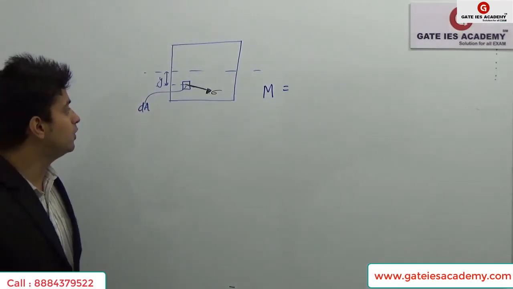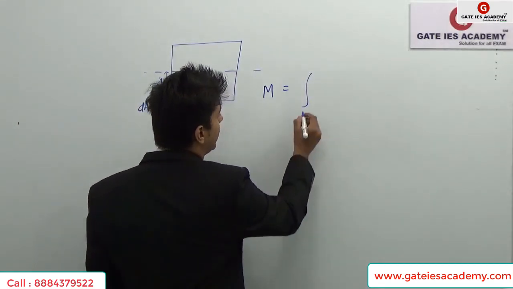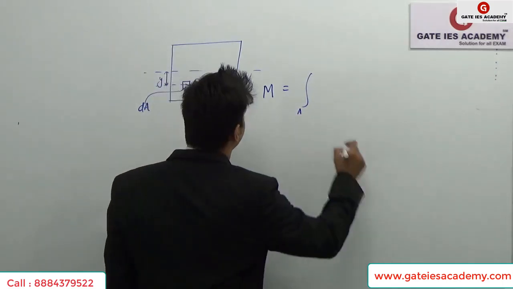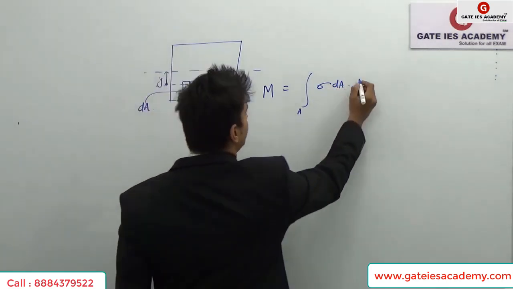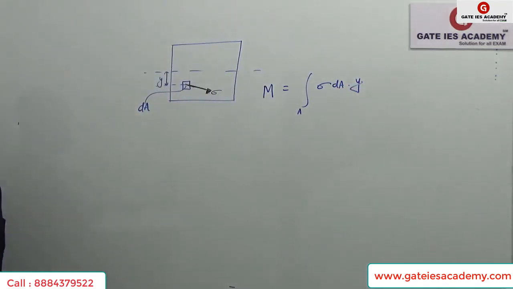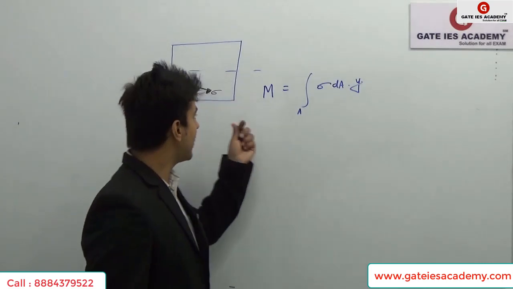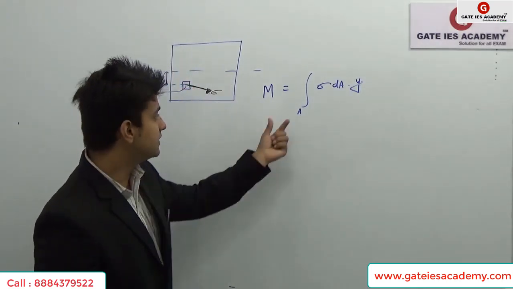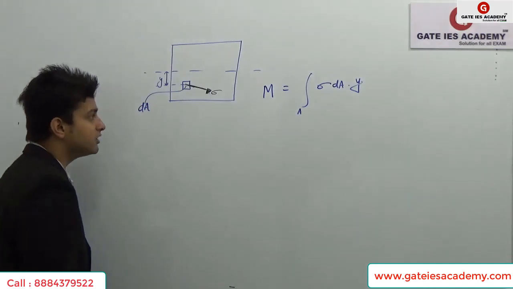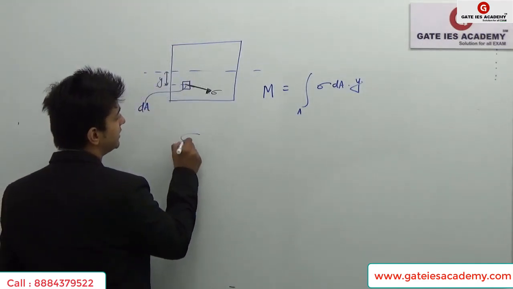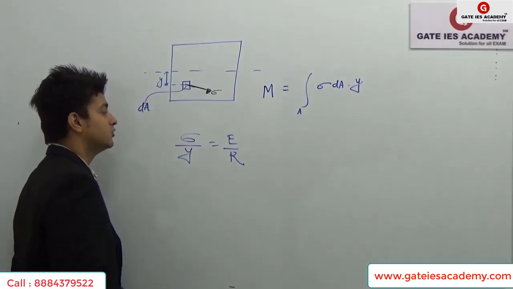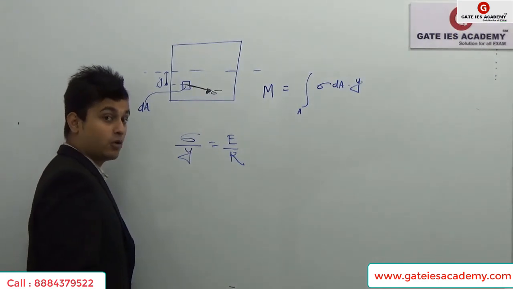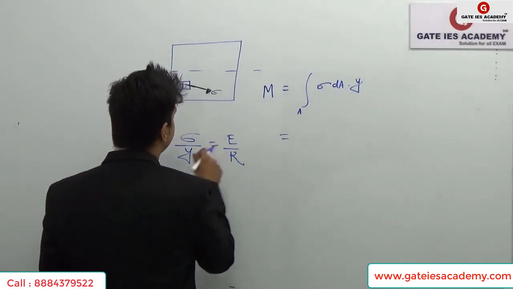That will be equal to the integration throughout the area of sigma dA, this is a force, into y. This is my equation for the bending moment due to the whole system. Now, before this I had derived that sigma by y was equal to E upon R. So now I can replace this sigma, as it is a variable quantity throughout the section, using this equation.